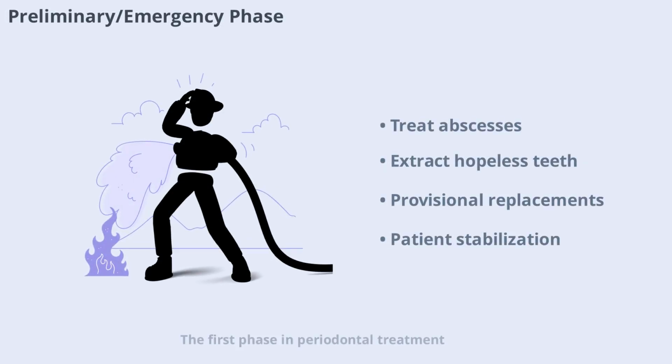The first phase in periodontal treatment is the preliminary or emergency phase. This stage focuses on addressing urgent dental issues that may compromise the patient's comfort or health. Common procedures include treating dental and periodontal abscesses, extracting hopeless teeth, and providing provisional replacements if necessary.